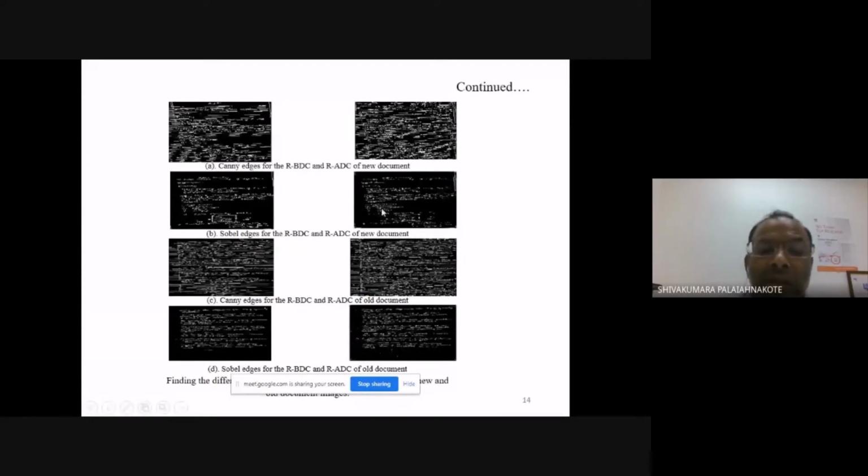No, I think greater than. Because Sobel is losing a lot of information here, there is not much difference here. So the difference between these two should be greater than the difference between this one. Okay, so if this condition is satisfied, then we can classify it as a new document. Otherwise, it should be an old document. That's a simple idea. Of course, you can propose your own algorithm.